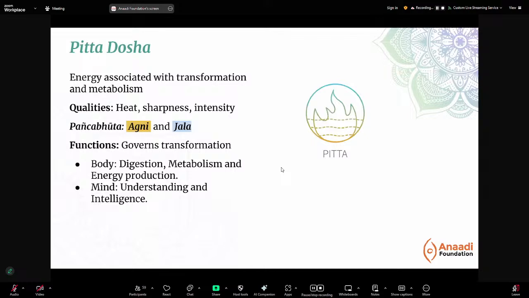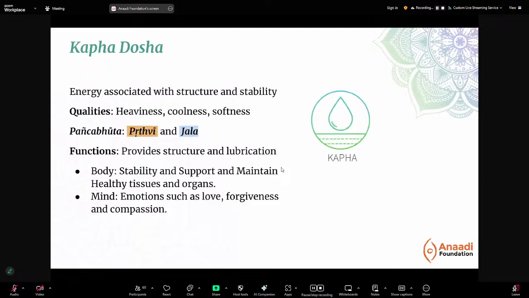Pitta dosha is associated with heat, sharpness, and intensity. It impacts digestion, metabolism, understanding, and intelligence. So even if you need intelligence, you need Pitta dosha. Kapha dosha is associated with structure and stability, coolness, softness, support, love, forgiveness, and compassion. All these are governed by Kapha dosha.